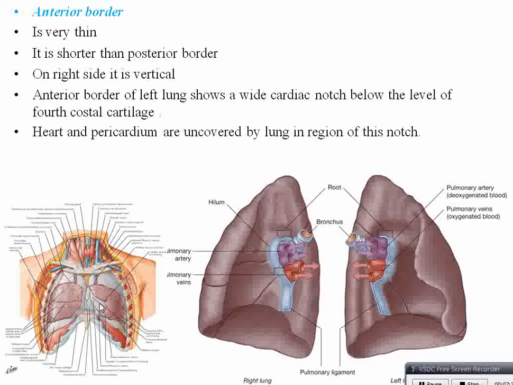Usually the heart and the pericardium are almost covered by the lungs, but in this area, because of the cardiac notch on the left lung, the heart is exposed and the pericardium is also exposed in this area.